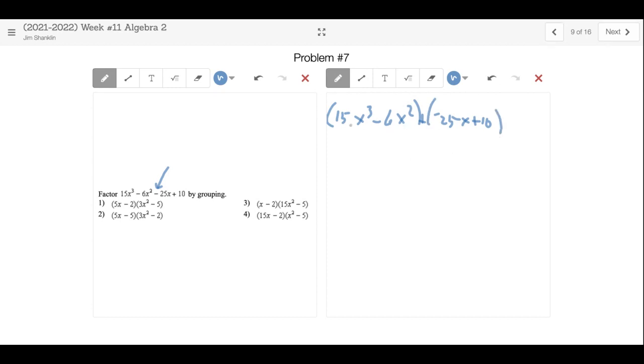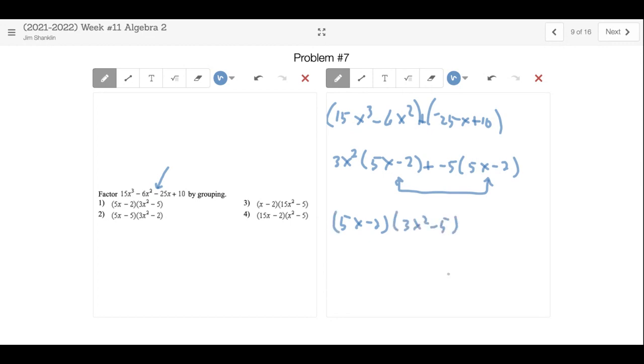Factor out the greatest common factor. What is that, 3x squared? If I pull out a 3x squared, I'm left with 5x minus 2, plus, and then I'm going to factor out a negative 5. That leaves me with 5x minus 2. Awesome, so these are the same. So I'm going to factor the 5x minus 2 out. If I factor out 5x minus 2, what is left? 3x squared minus 5.